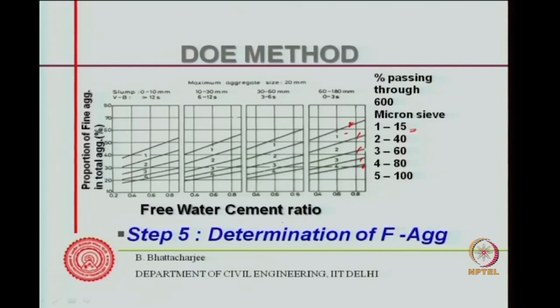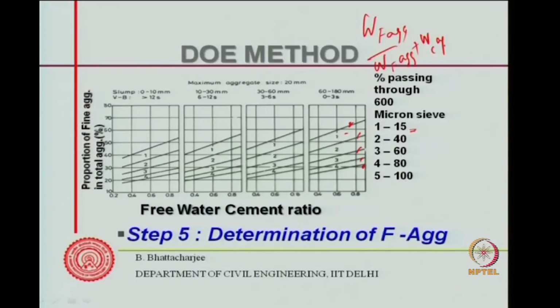So therefore, this is step 5 and this is meant for 20 mm. Similar curves are available for 10 mm and 40 mm MSA as well. This is for 20 mm MSA. So by doing this, you have found out the complete proportion of fine aggregate, because you know the proportion, mass of fine aggregate WFAGG divided by total aggregate, WFAGG plus WCAGG, both sum total is in the left vertical axis.